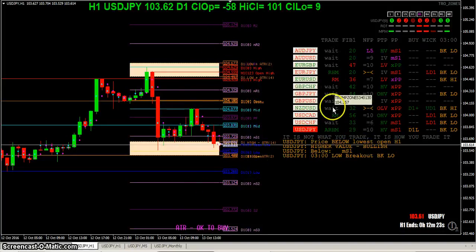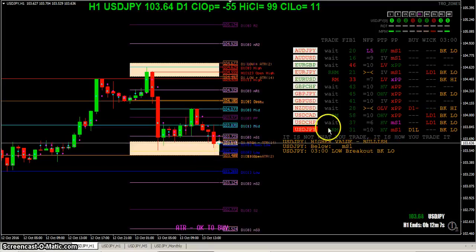The only other column that would pop up here would be a P, and that would happen when price, in this case, is below a pivot point, which is here, but the pivot point's also in the ATR zone. That's like a bonus trade. That would be all five lit up.